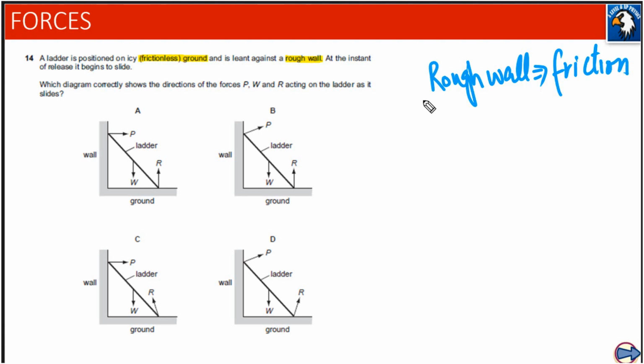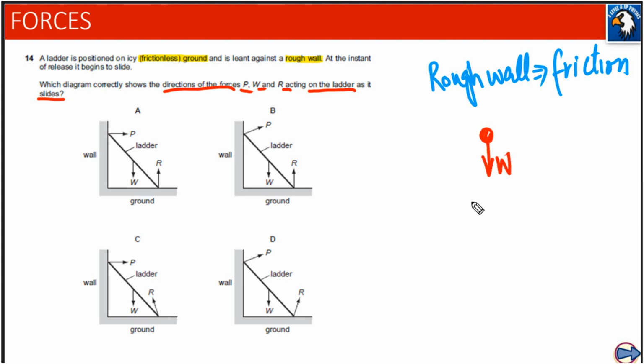Okay, now what we need to find out is to show the direction of forces P, W, and R acting on the ladder as it slides. So we need to find the directions of P, W, and R. The first thing we need to understand is the weight. Weight always acts downwards. So weight always acts down.